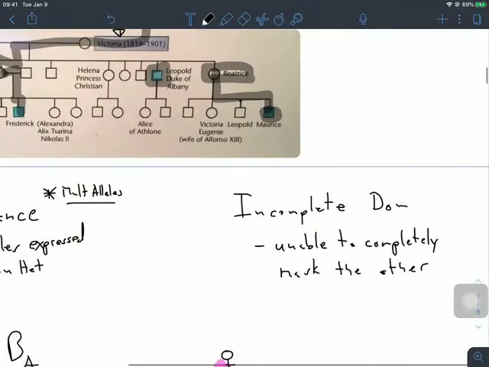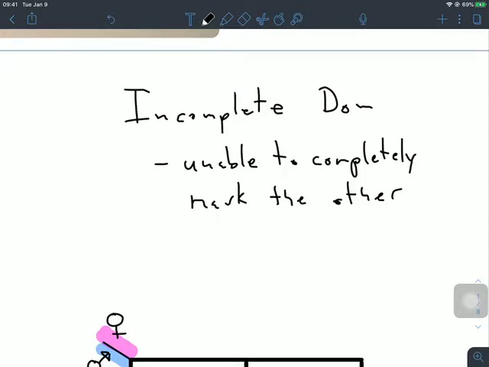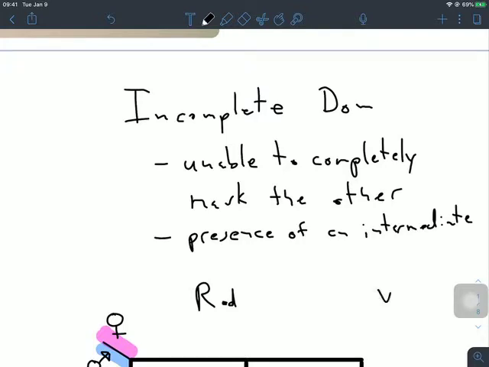The best example of this is in flower color, where you can have three different systems of three different colors of flower characterized by the presence of an intermediate. You can have flowers that are red. You can have flowers that are white. And you can have flowers that are pink.